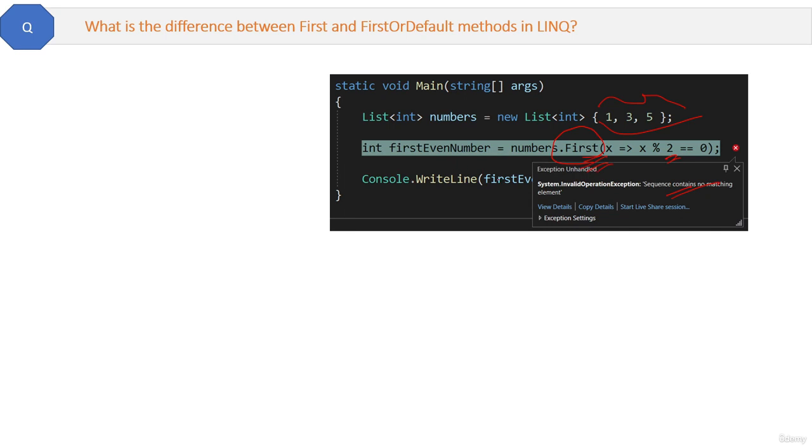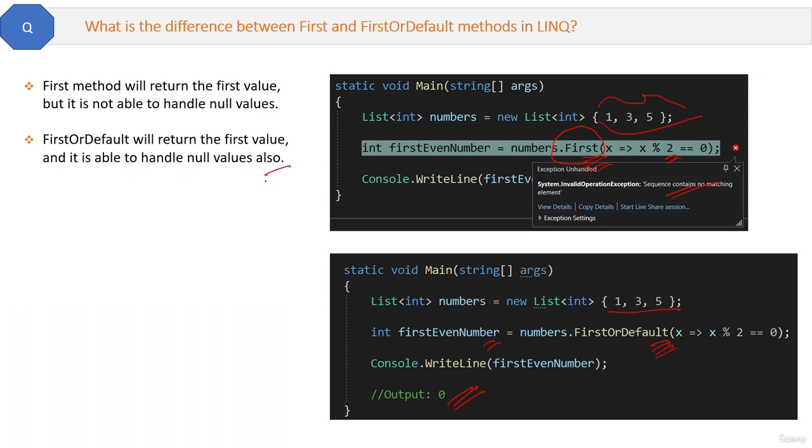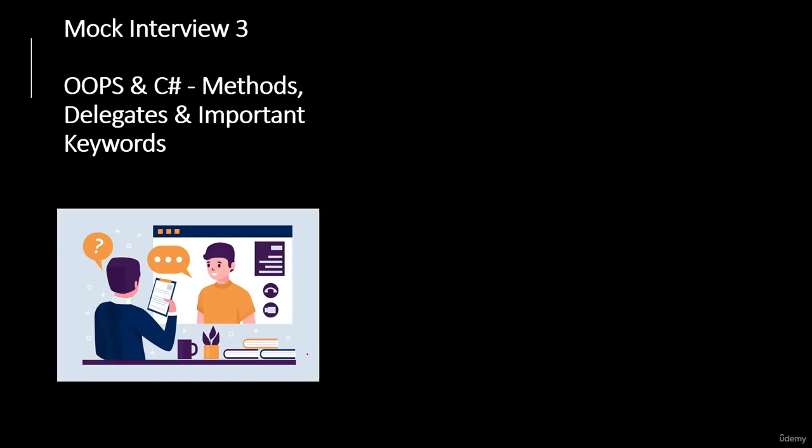Now the next case is FirstOrDefault. Same code, I just replaced First with FirstOrDefault. Here, if there is no even number, then it will not throw any error. Rather, for the integer case, it will return the default value 0. So FirstOrDefault will return the first value, and it is able to handle null values also. So mostly we use FirstOrDefault because we do not like runtime errors, right? We want to handle the null values.